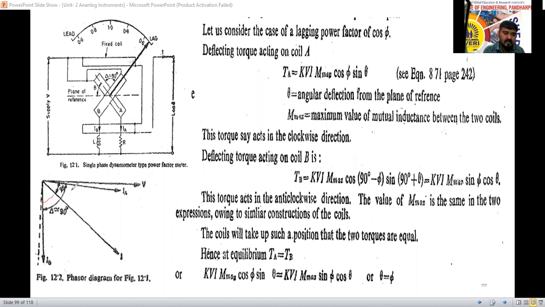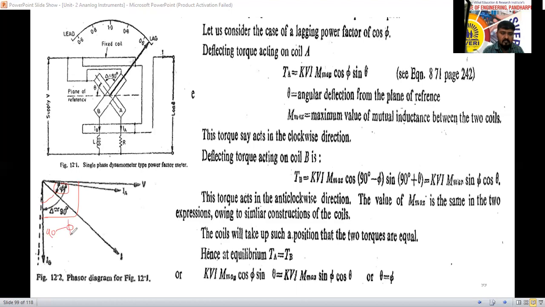90. How is it 90, madam? From here to here, it is 90 degrees. From V to I is phi. From V to IB, that is called 90 here now. So out of the total 90, how much do we have to subtract? In that 90, we want only this part here now. This part we have to subtract from that 90, so we can use 90 minus phi.